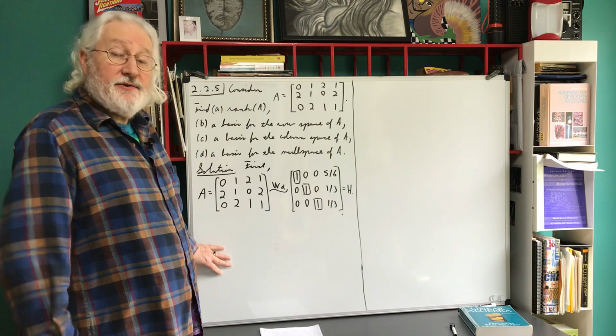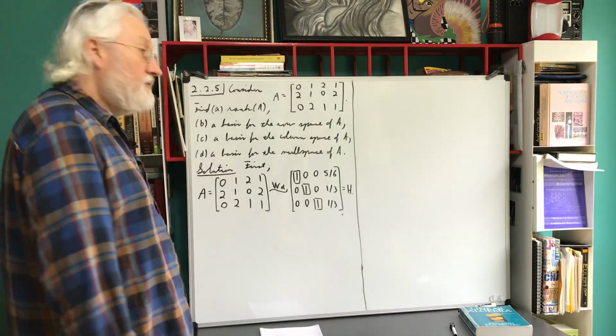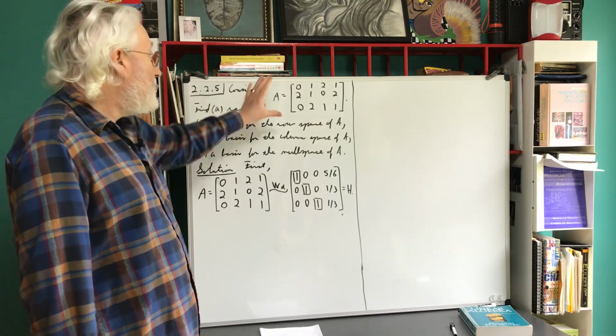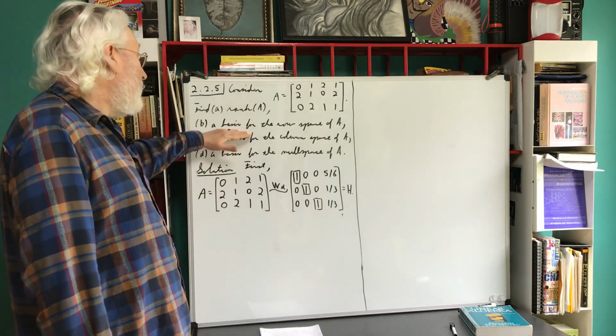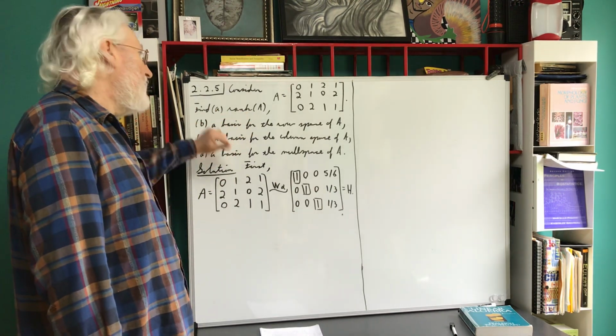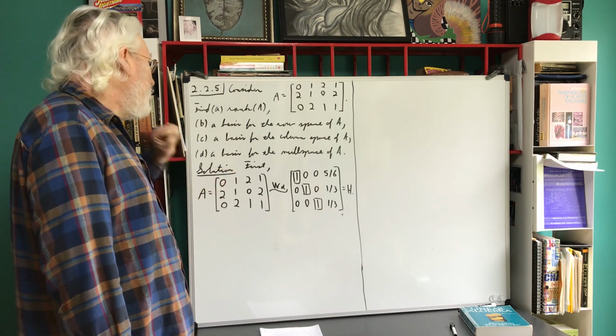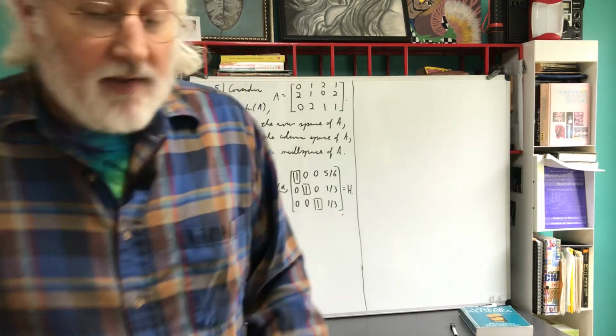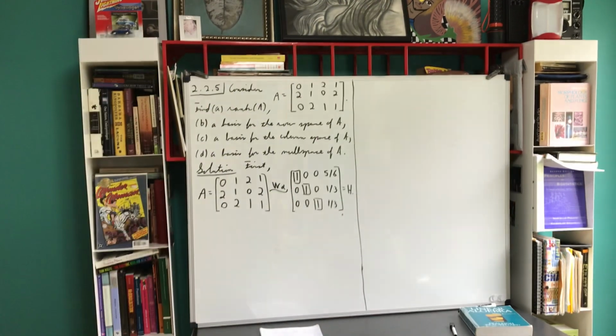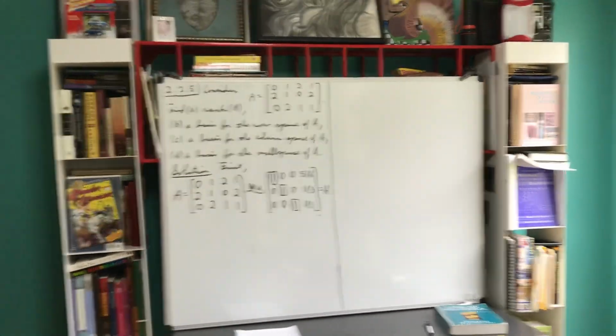Okay, let's take a look at exercise 2.2.5. The question is, consider a 3 by 4 matrix A. Find the rank of A, a basis for the row space of A, a basis for the column space of A, and a basis for the null space of A. This was a big topic in section 2.2.